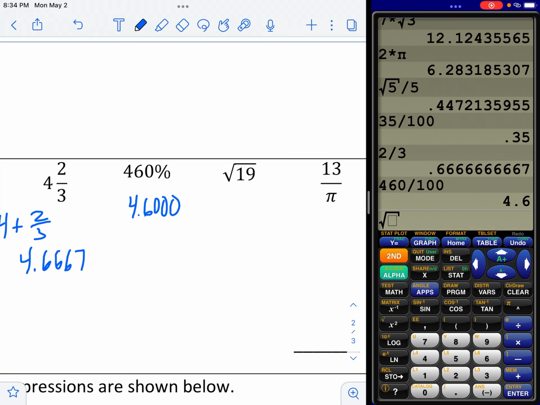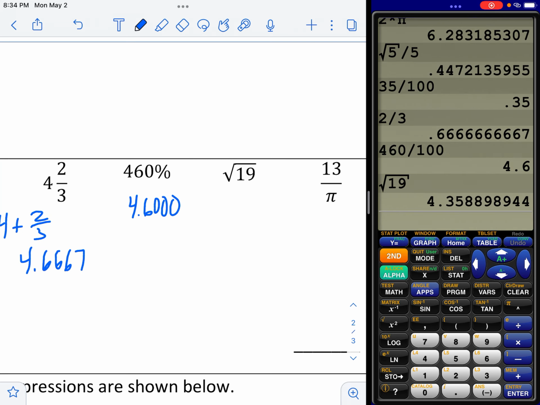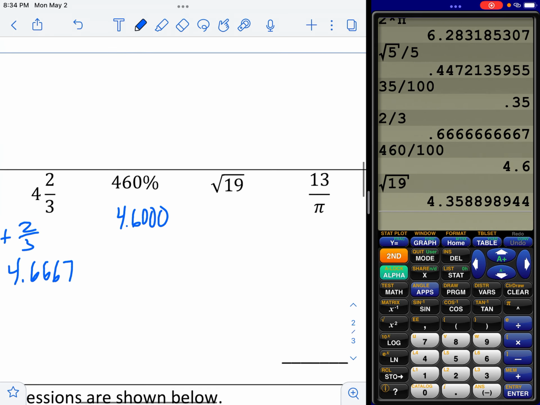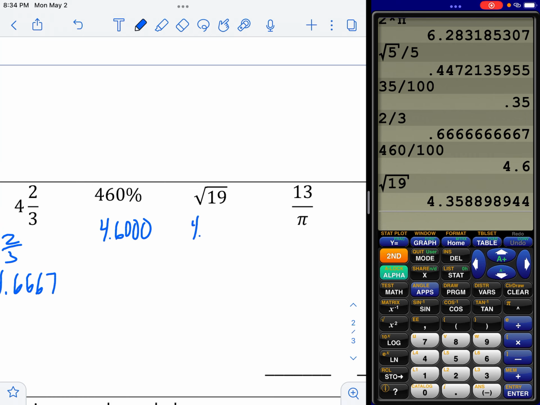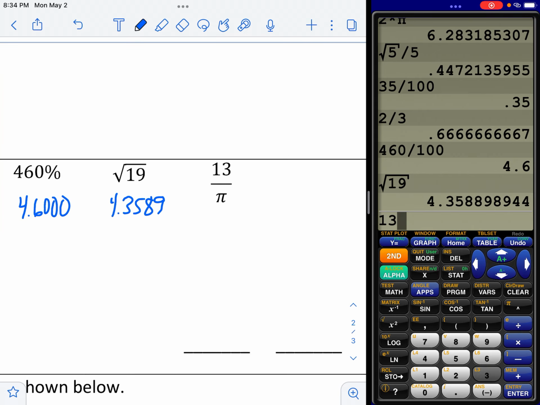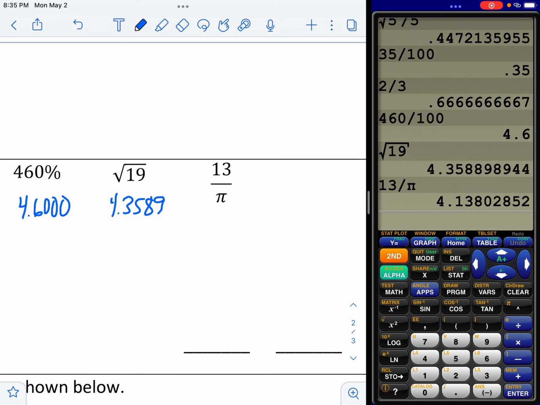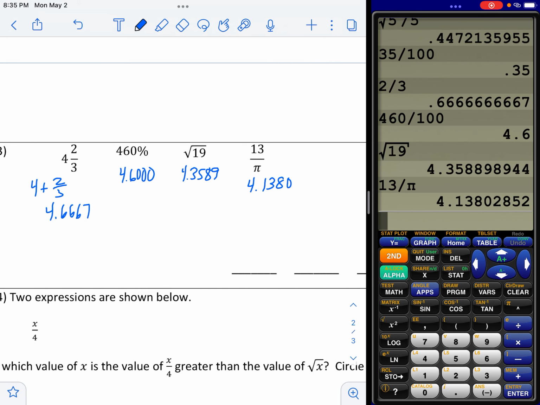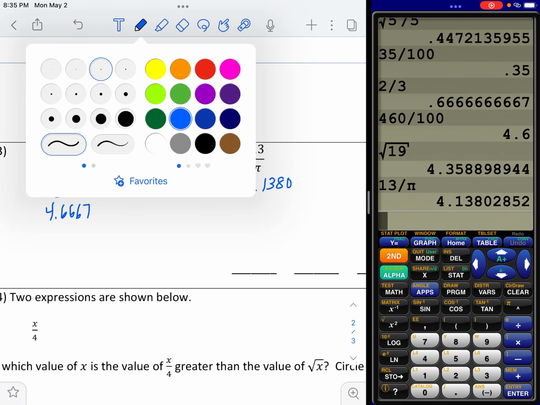Square root of 19 gives me 4.3589. And then 13 over pi, just type that in, 13 divided by pi, what do I get? 4.1380. Now, these are all 4s, so it's a little trickier as far as level of difficulty is concerned.